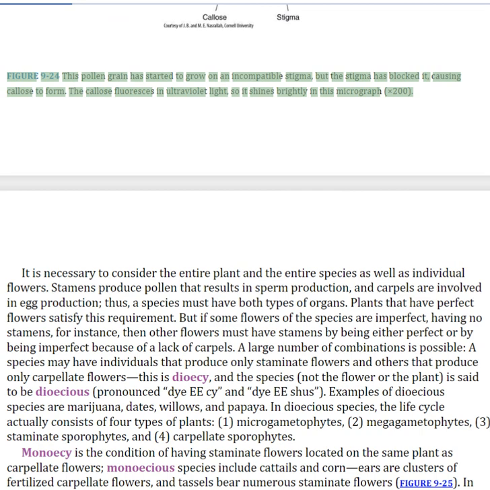Figure 9.24. This pollen grain has started to grow on an incompatible stigma, but the stigma has blocked it, causing callose to form. The callose fluoresces in ultraviolet light, so it shines brightly in this micrograph.